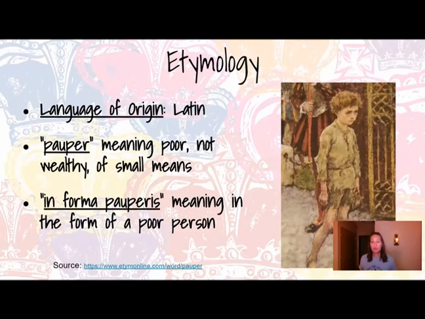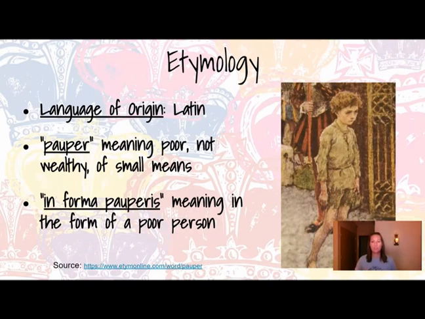Breaking this word down a little bit more, we'll take a look at the etymology. That means the language that it comes from and how it has sometimes transformed into the English form that we use today. In this case, it comes to us pretty directly from Latin. The word pauper meant poor, not wealthy, of small means. So again, pretty much the word didn't shift at all. And there was a phrase, in forma pauperis, meaning in the form of a poor person. So sometimes we have these roots that go through transformations. In this case, it comes to us pretty directly.